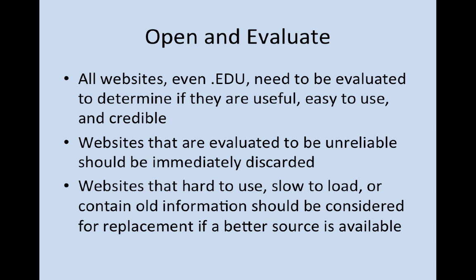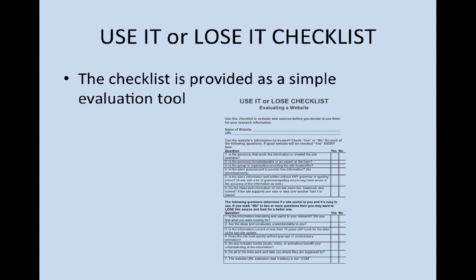To evaluate a website, even .edu, you need to determine if they are useful, easy to use, and credible. Websites that are evaluated to be unreliable should be immediately discarded. Websites that are hard to use, slow to load, or contain old information should be considered for replacement if a better source is available. They are going to cost you time that can be used more efficiently with a better site. The Use It or Lose It checklist is a simple evaluation rubric created by teachers to help you decide if a web resource is reliable and useful to you.